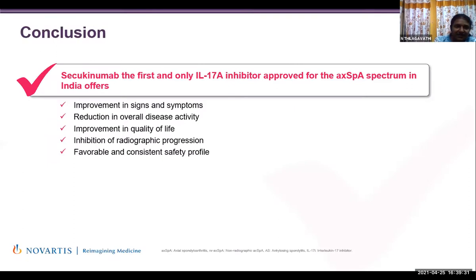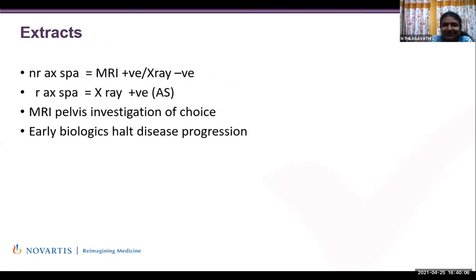Whenever the management comes, the first line will be the non-steroidal anti-inflammatory drug along with physiotherapy. If the patient fails to respond to non-steroidals with increased disease activity, the biologics are the drug of choice in patients with axial spondyloarthritis. Both TNF alpha blockers and anti-IL-17 inhibitors are helpful, and anti-IL-17 has an edge over TNF alpha blockers in preventing the radiographic progression, especially the formation of new bone, and it has a very favorable safety concern. So the extract of this talk is, we have two new terminologies.